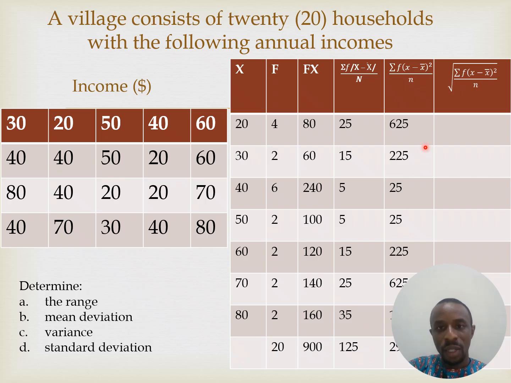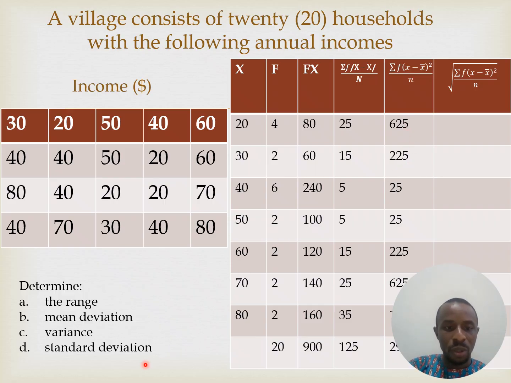Now we need to create another column, that is summation f times x minus x bar squared. We need to find the square of these differences because we are also going to calculate variance. So the squares of these differences: 25 squared, 625. 15 squared, 225. 5 squared, 25. 5 squared, 25. 15 squared, 225. 25 squared, 625. 35 squared in that order. Then you add these together.